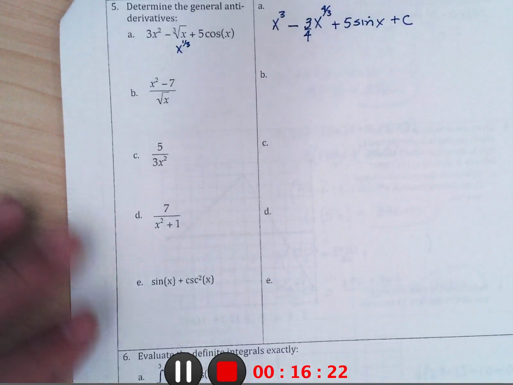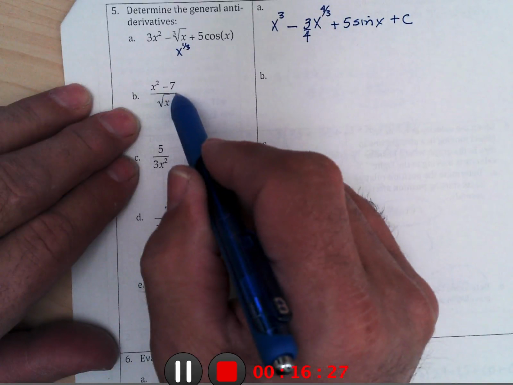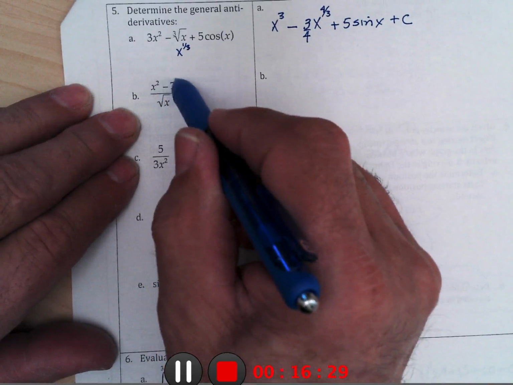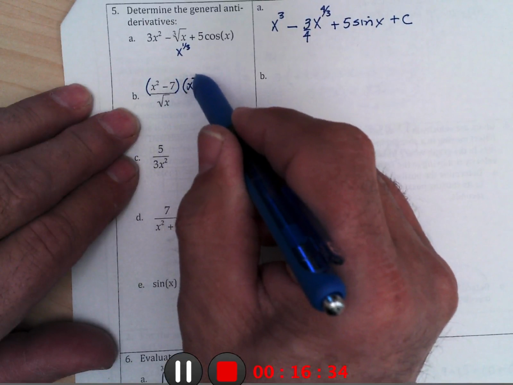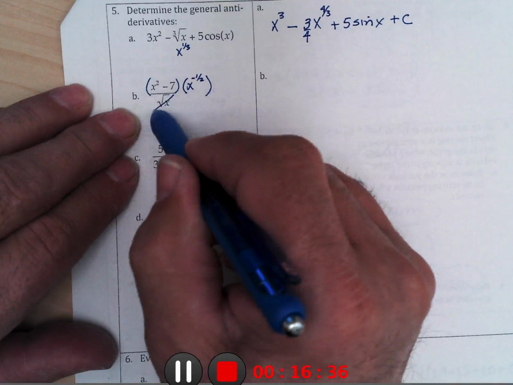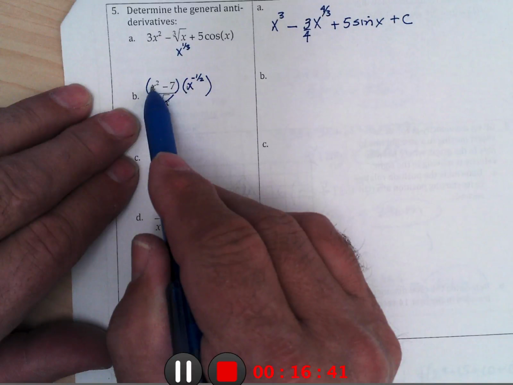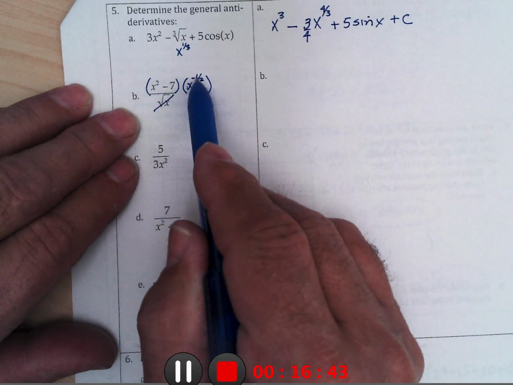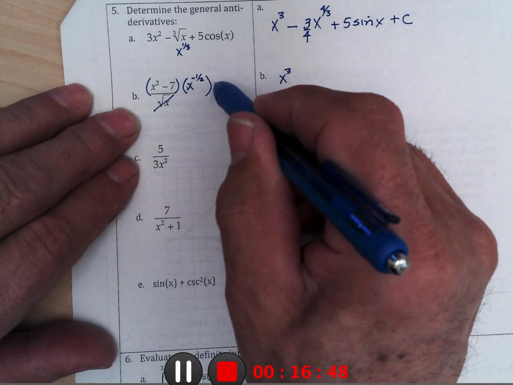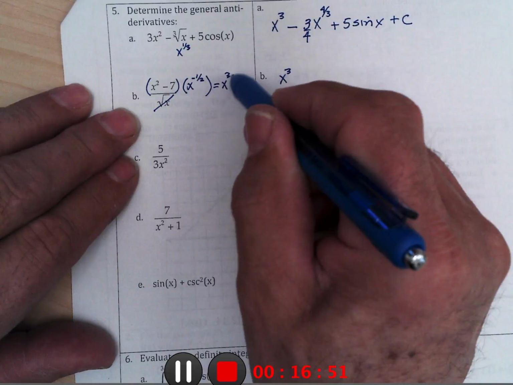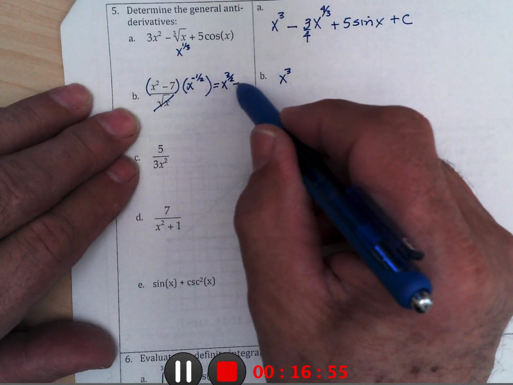This one, we don't know how to undo a quotient rule, but we do know that we can bring this up and call it x to the minus 1/2. Now, if you distribute this, when you multiply, you add the power. So 2 plus a negative 1/2 is x to the 3/2. I should write that over here. x to the 3/2 and minus 7x to the minus 1/2.